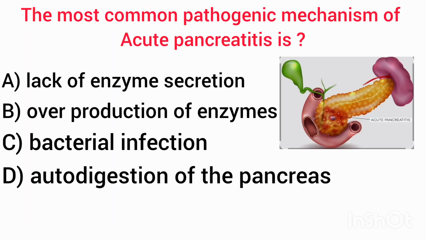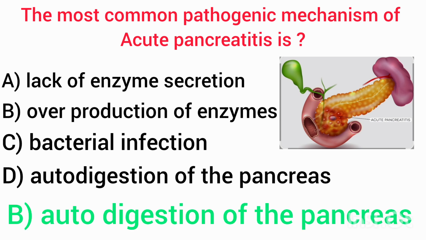The most common pathogenic mechanism of acute pancreatitis is: lack of enzyme secretion, overproduction of enzymes, bacterial infection, autodigestion of the pancreas. Answer: autodigestion of the pancreas. Next question.